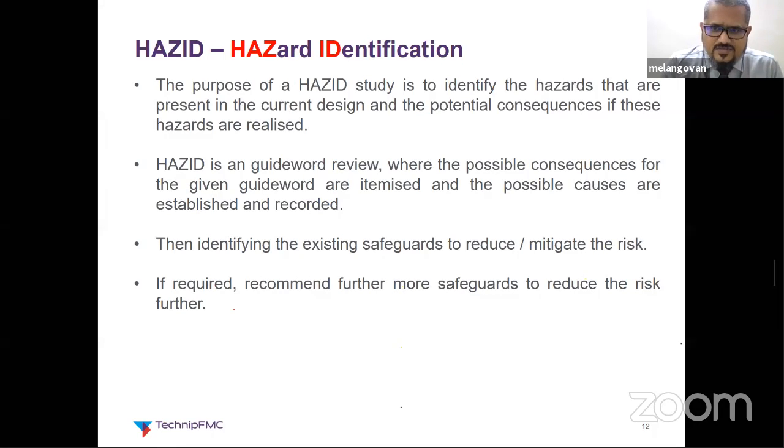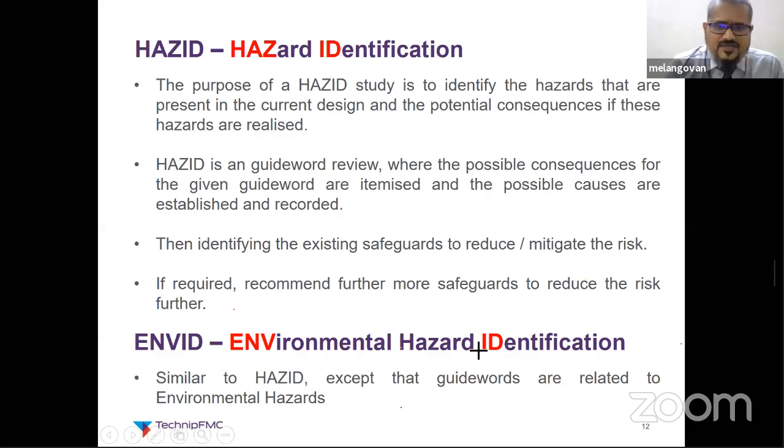Accordingly, we need to again do the brainstorming. But when it comes to the guide words we use in HAZID and the ISD, it is totally different. The ISD concept is to eliminate the hazard itself, here we manage the hazard. And when it comes to ENVID, it is similar to the HAZID, but the guide words are more related to the environmental hazards, the impact to the environment.